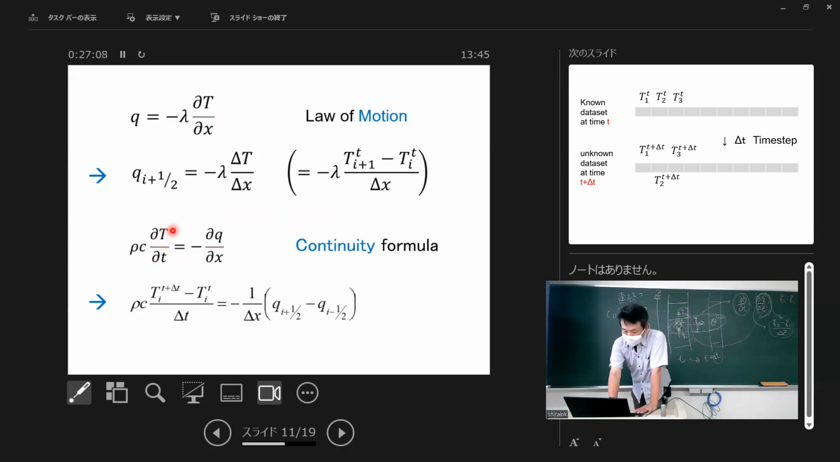Temperature is large T, and small t is the time, and the temperature change means the thermal change. Time change is derived from the location change. That means the difference of the input and the output of the thermal makes the difference of the time change of the large T.